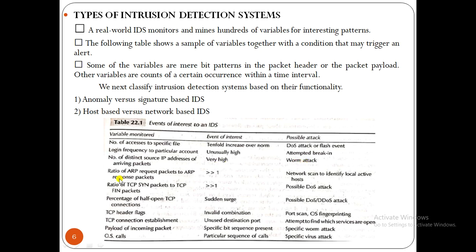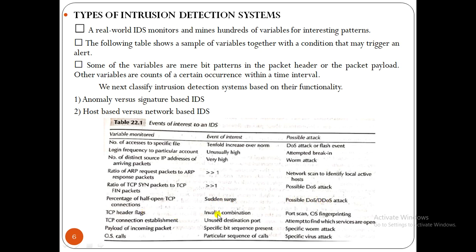Next, the ratio of address resolution protocol request packets to address resolution protocol response packets. If it is greater than 1, then it is a network scan to identify local active hosts. Similarly, the ratio of TCP synchronization packets to TCP finished packets, if it is greater than 1, then the expected attack is DoS. Next, the percentage of half-open TCP connections. The event of interest is to know whether a sudden surge has happened or not. Then again there is a DoS or distributed DoS attack.